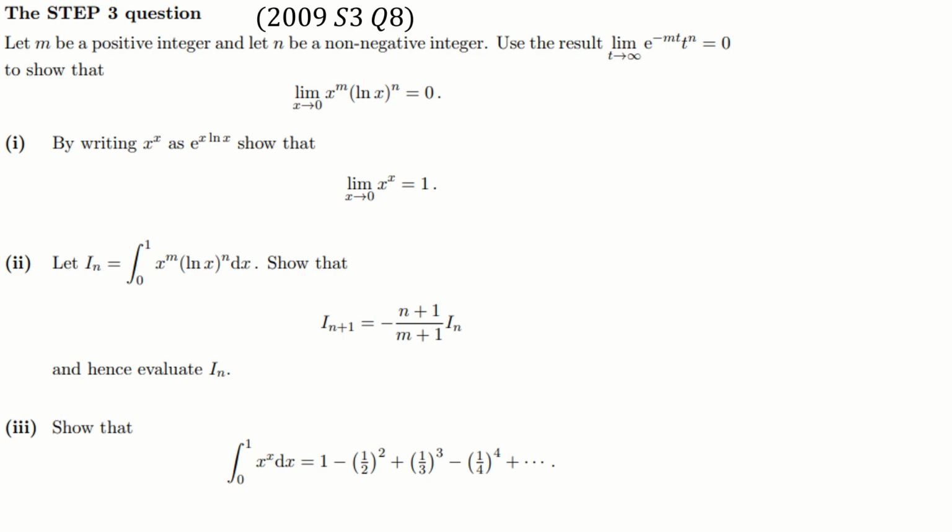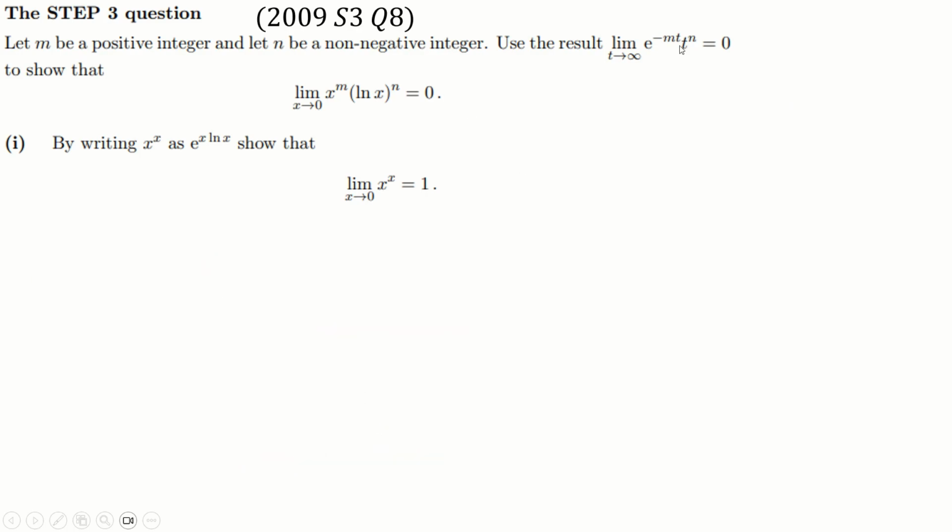So this is the third question in the mixed pure support step 3 booklet. It's 2009 question number 8. It's all about limits and then some integration with some reduction formulas at the end. So that's cool. And we're going to start here by using this to show this thing here.